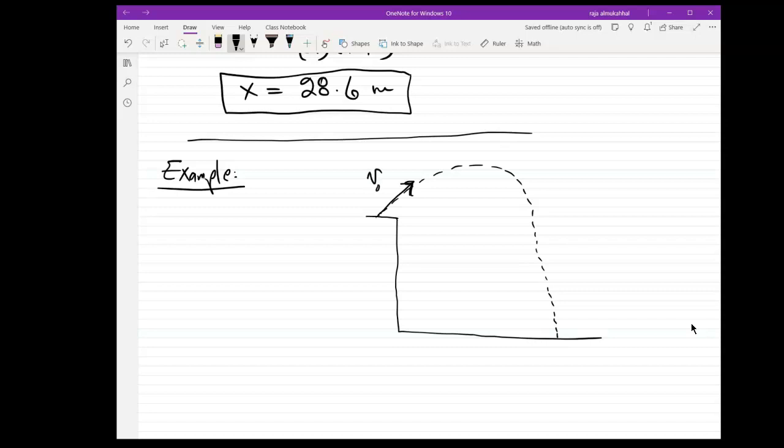And V naught here is 20 meters per second. And the height is 43 meters. Again, it's negative, right? Because you have the datum. I hope you remember that. And this is the range of the projectile, X like that. And we have four questions, okay?